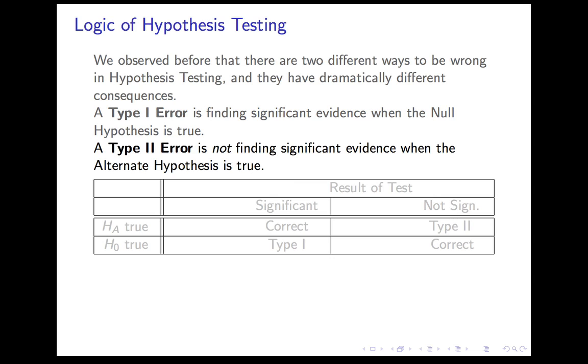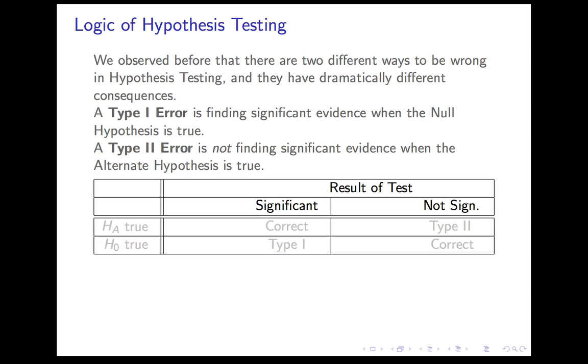A type 2 error is not finding significant evidence when the alternate hypothesis is true. So here, you're effectively continuing to believe the null hypothesis even though the alternate hypothesis is true. So here's the table, and the important thing to keep straight is that there's two separate things going on.